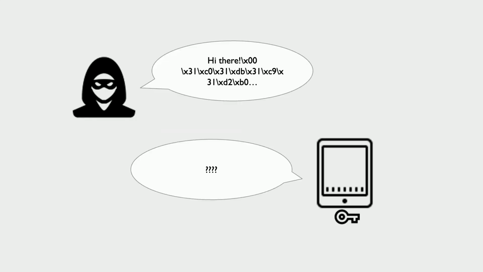Remember the memory corruption bugs? Well, even if the attacker gets remote code execution, even if they manage to pwn your iOS, they still can't steal your key, because it's protected by the Secure Enclave hardware.